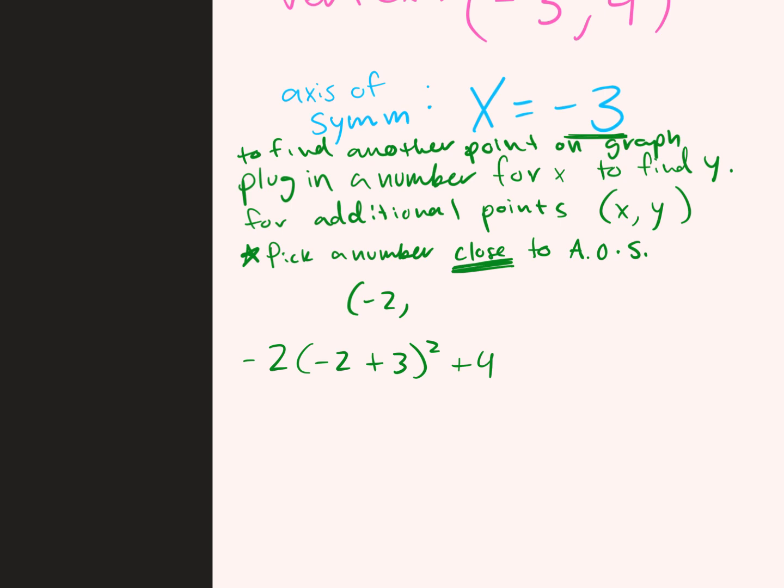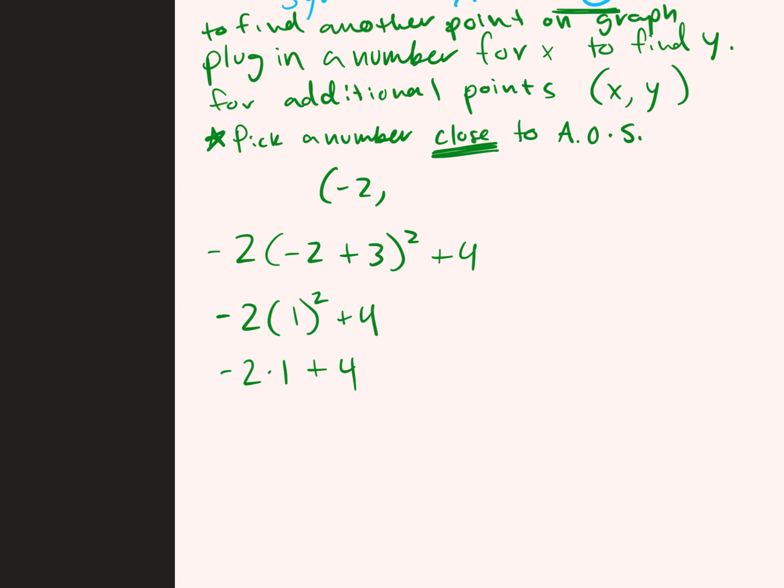So let's solve. Make sure you follow your order of operations, PEMDAS. What does the P in PEMDAS stand for? Parentheses. So we're going to do inside the parentheses first. -2 plus 3 is 1. Good job. What does the E in PEMDAS stand for? Exponent. What's 1 squared? 1. So we have -2 times 1 plus 4. What does the M in PEMDAS stand for? Multiplication. So -2 times 1 would be -2. And -2 plus 4? 2. So my point is -2, comma 2.